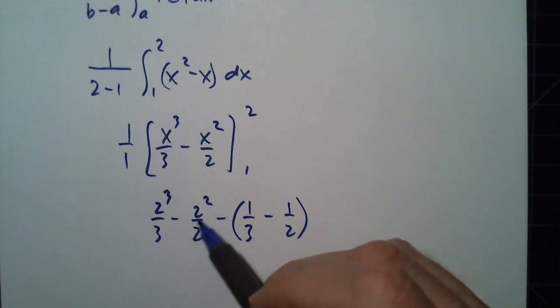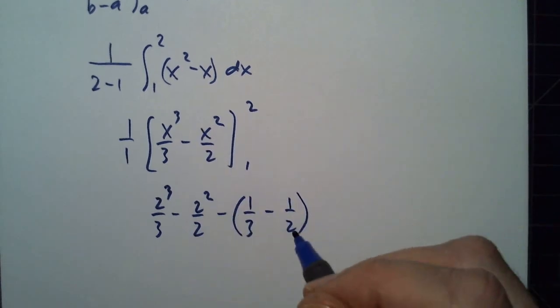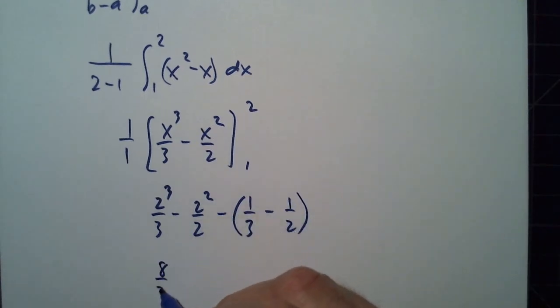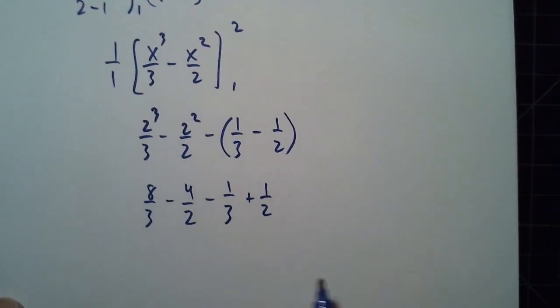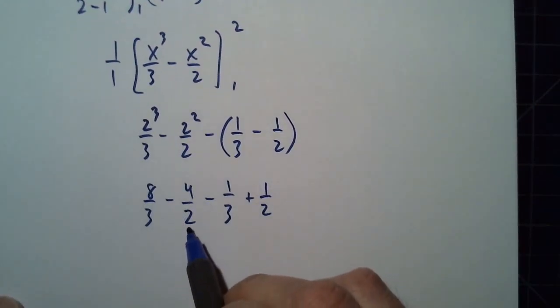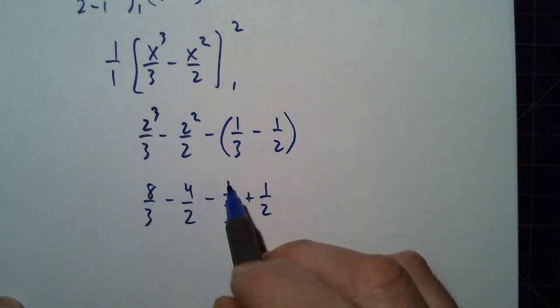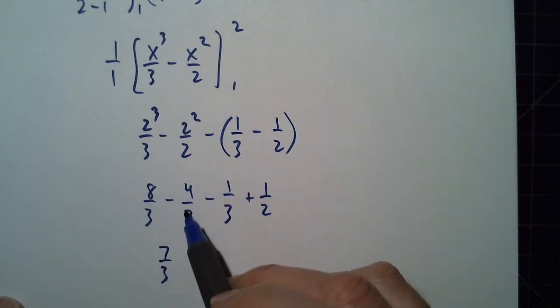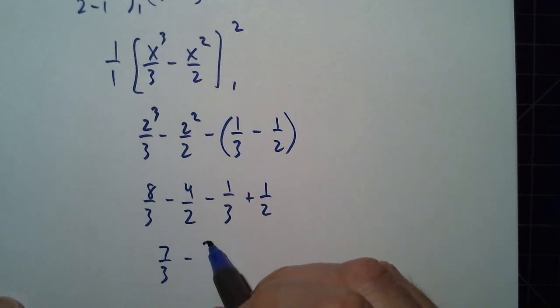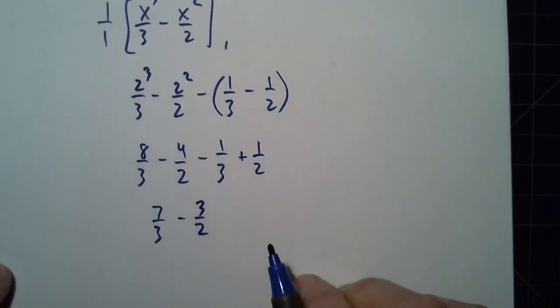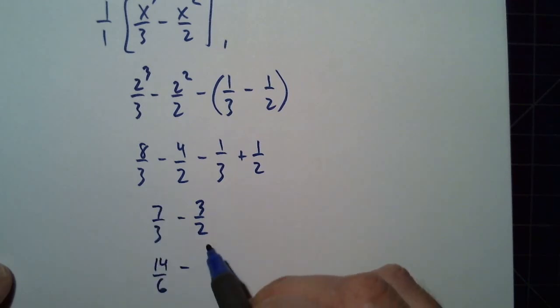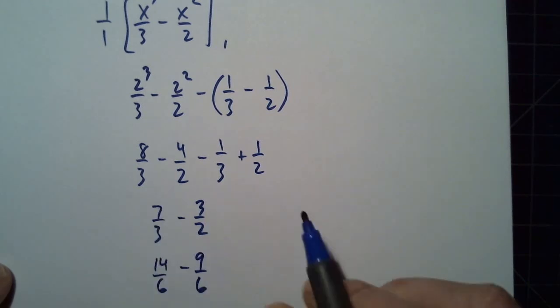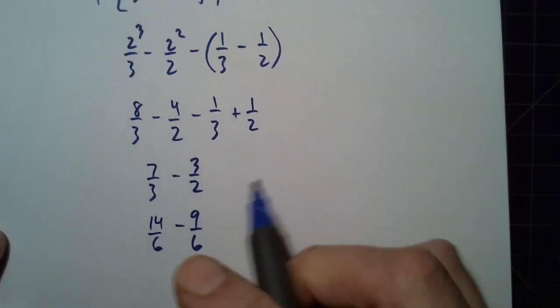Substitute the 2 in there, substitute the 1, and now we have 8 over 3 minus 4 over 2 minus 1 over 3 plus 1 over 2. Alright, let's combine. We have 8 minus 1, 7/3, and negative 4 plus 1 is negative 3 over 2. If we get a common denominator, that'll be 14 over 6 minus 9 over 6, and we get 5 over 6.